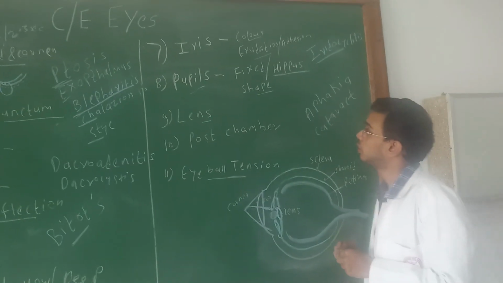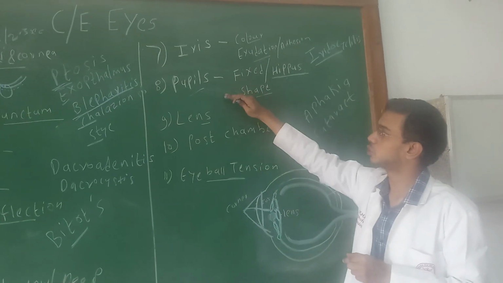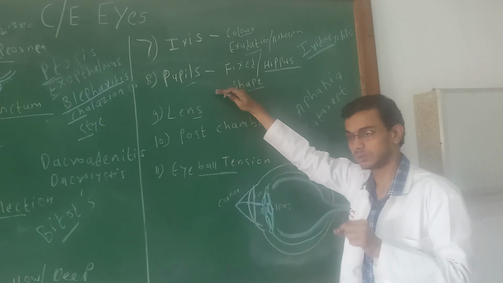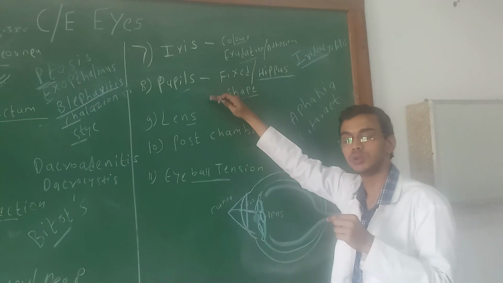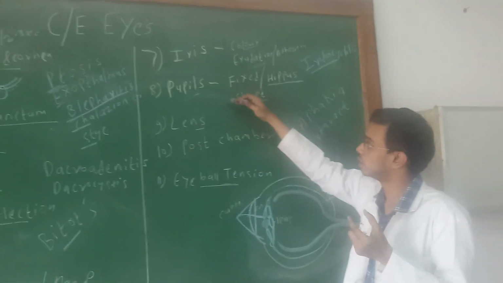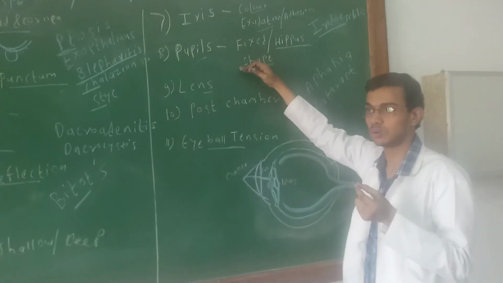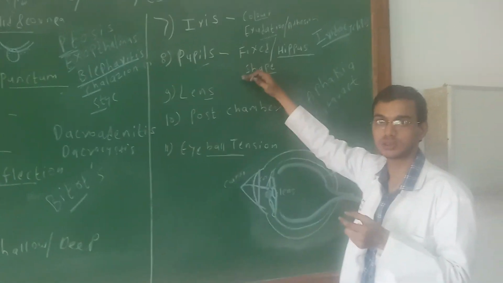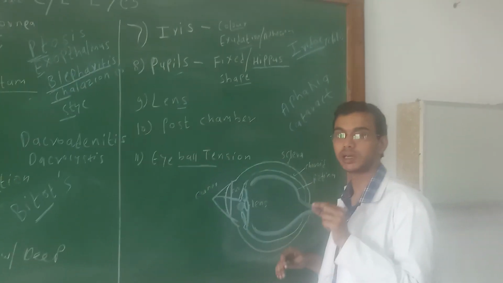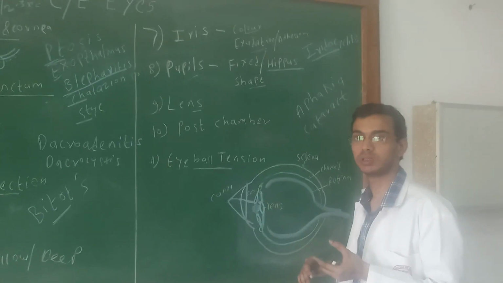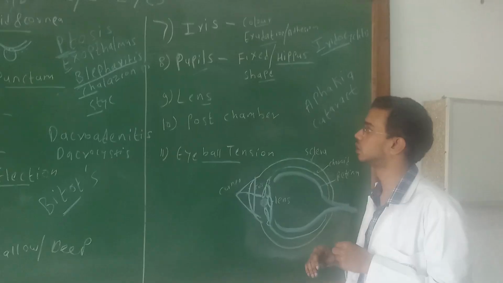Okay. Now the applied part: you can see a permanent constricted pupil in case of poisoning like OPP poisoning or morphine poisoning. A permanent dilated pupil you can see in case of atropine poisoning or datura poisoning.